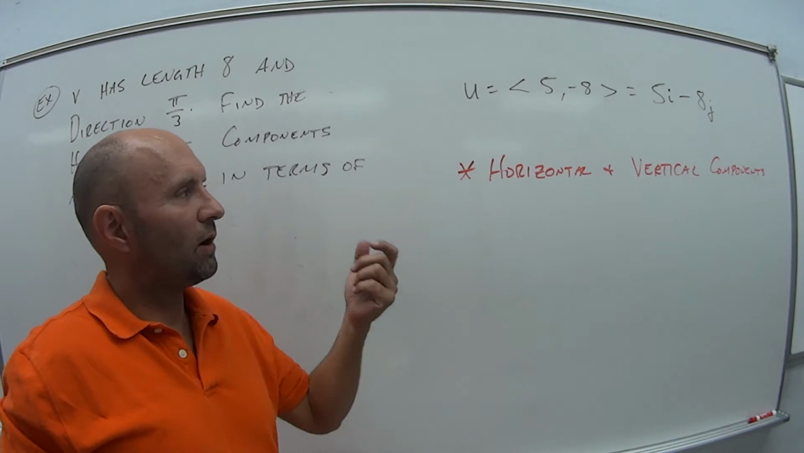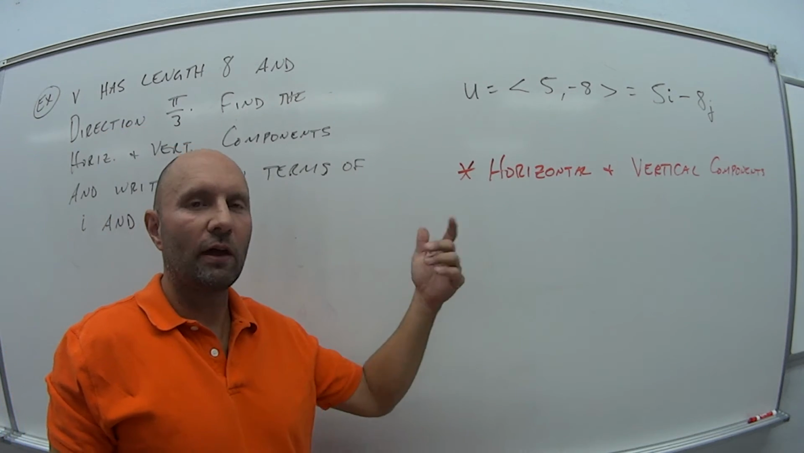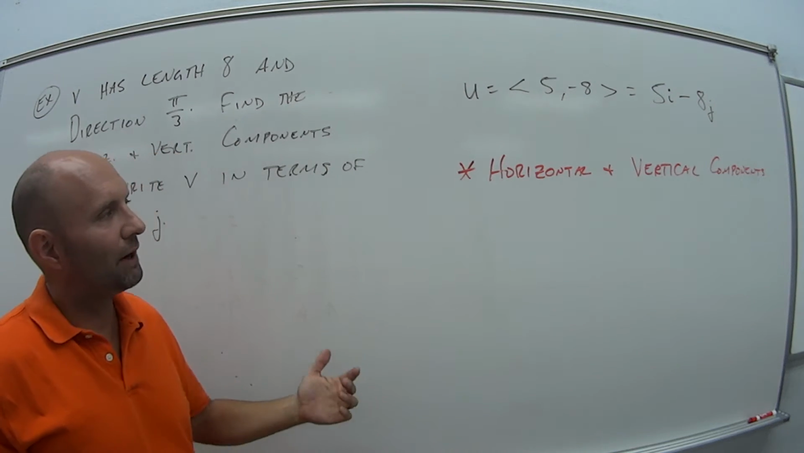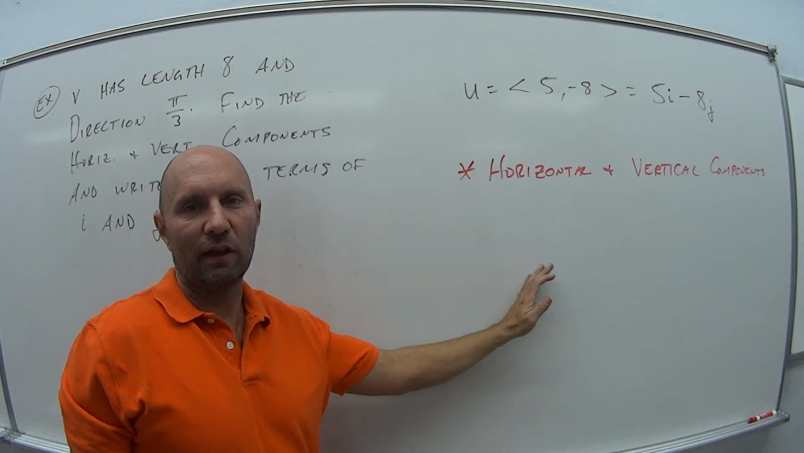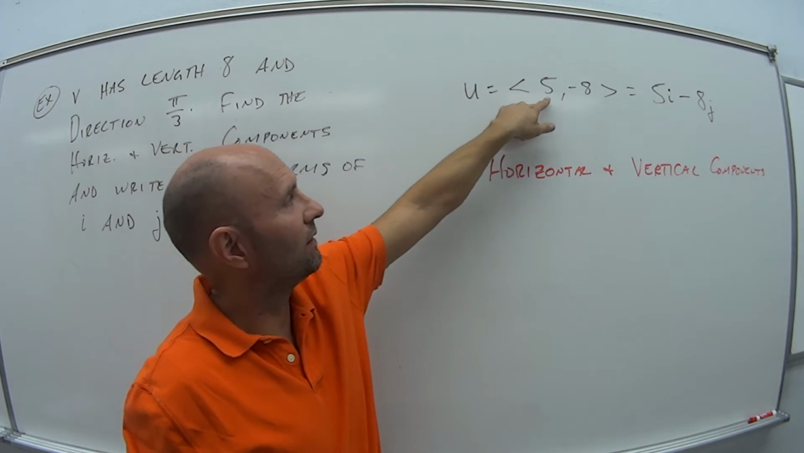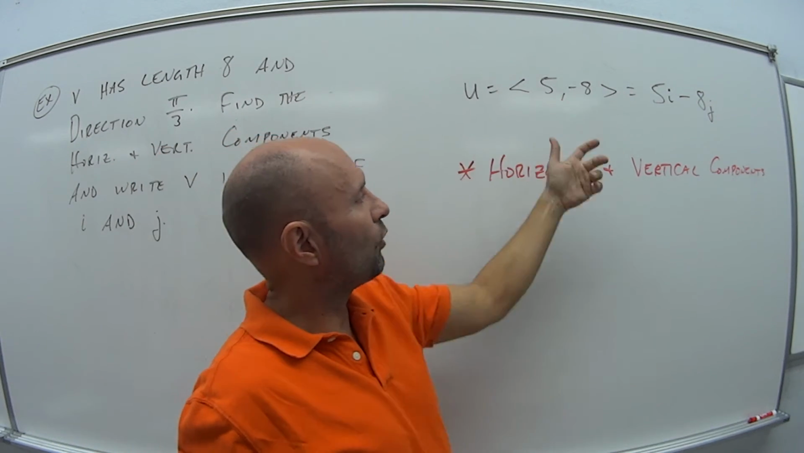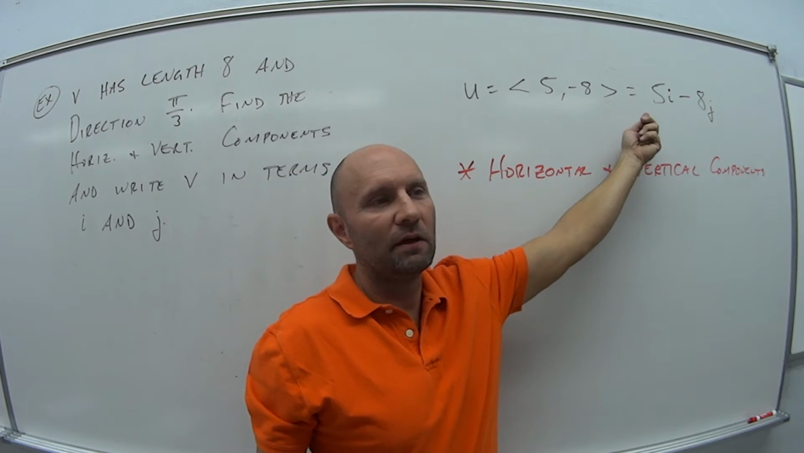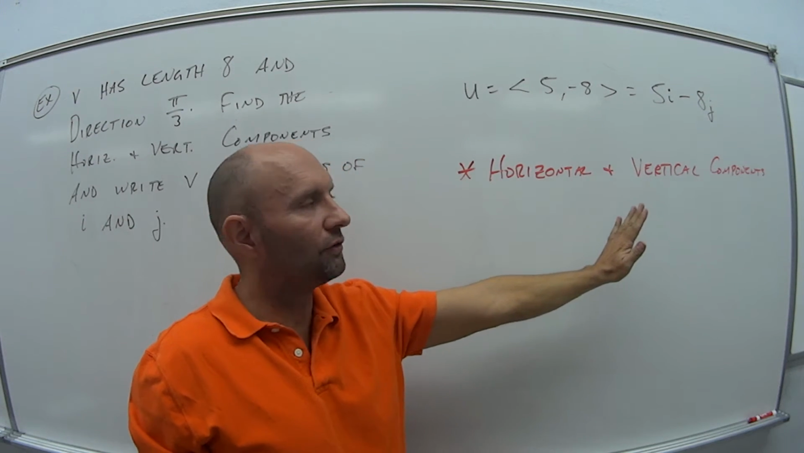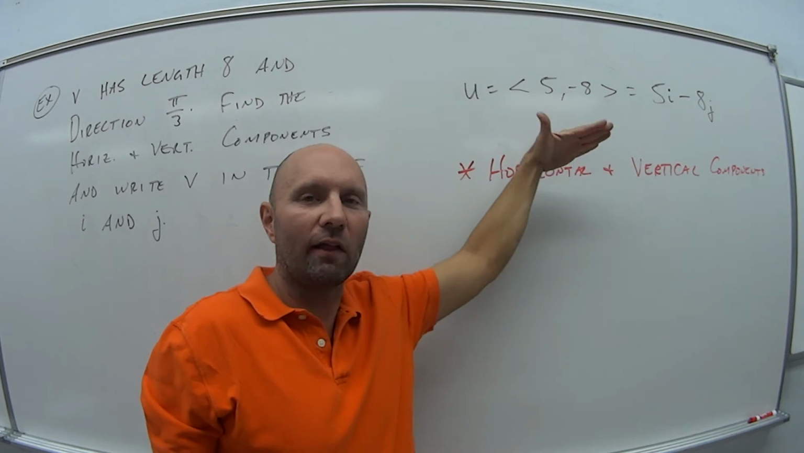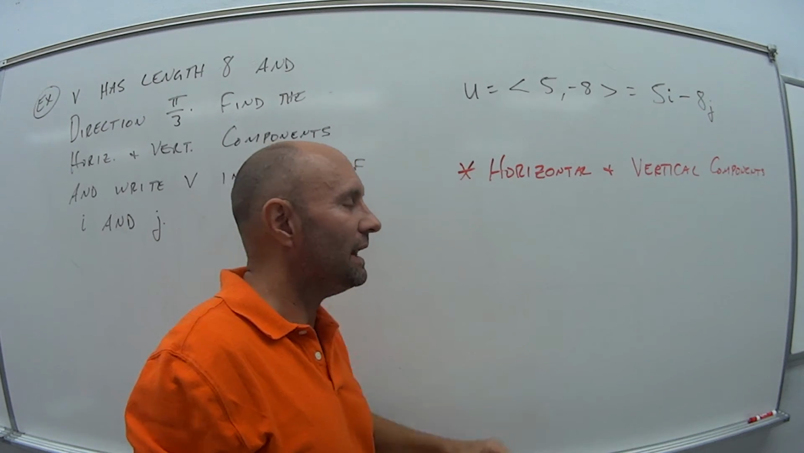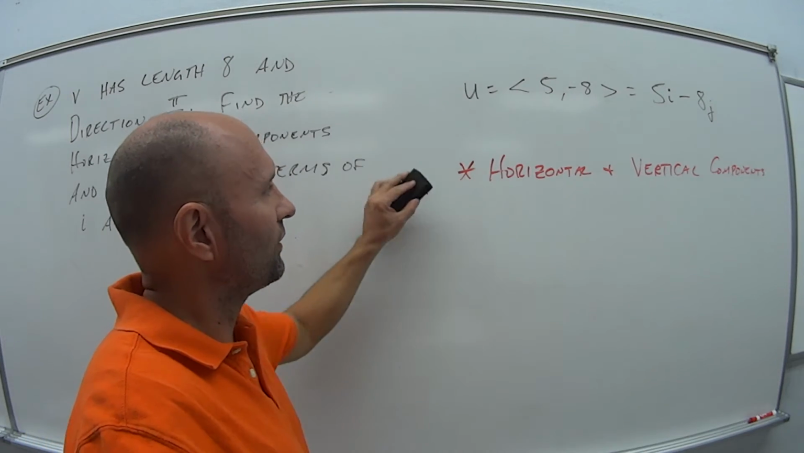So, let's talk about what the horizontal and vertical components are. What is it talking about? It's simply talking about how much left and right we're moving. If we go back to this example, our horizontal component is 5, meaning that we're moving plus 5 units to the right. The vertical component is minus 8, so it's telling us we'd be moving down 8 units, thus the negative sign.